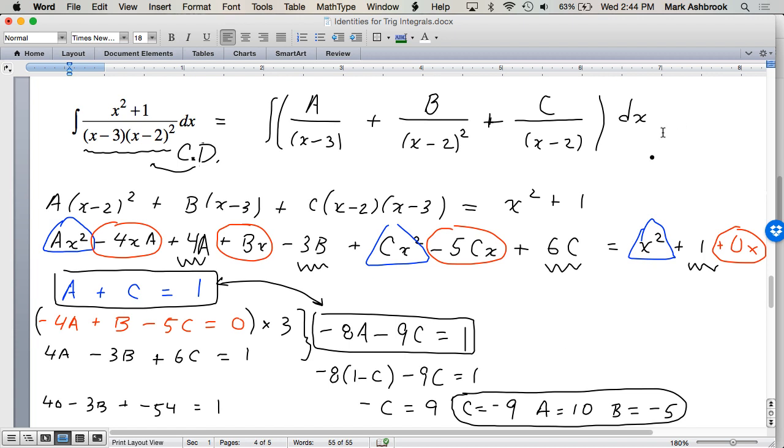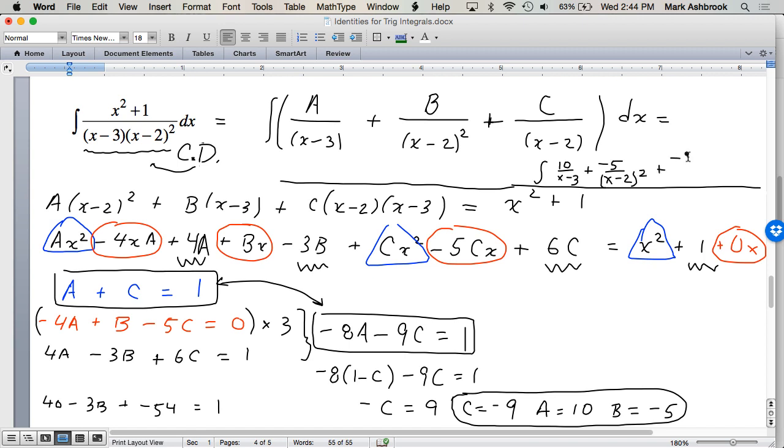So then this right here is equal to 10 over x minus 3 plus negative 5 over x minus 2 squared plus negative 9 over x minus 2. So we'll just talk through it. I'm not going to write it down, so now we're ready to do the antiderivative. This is all doable now.